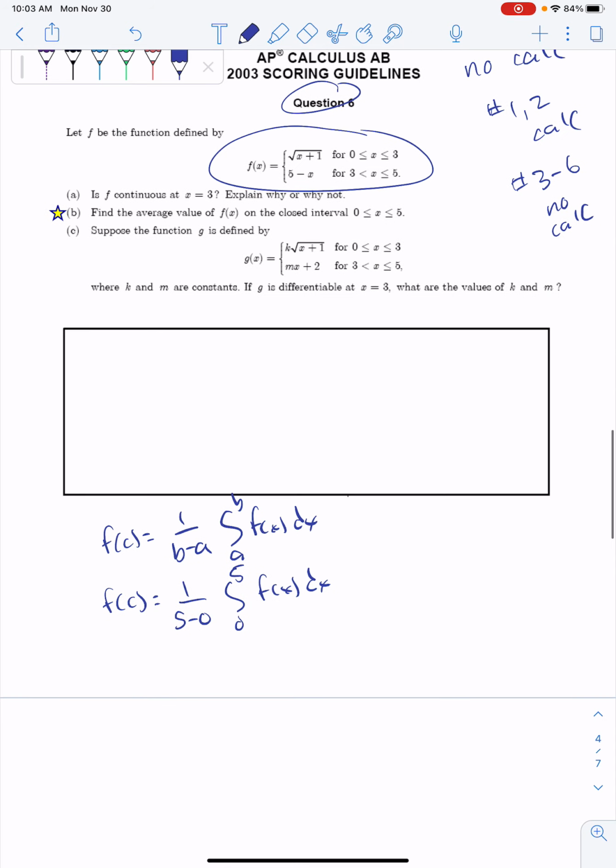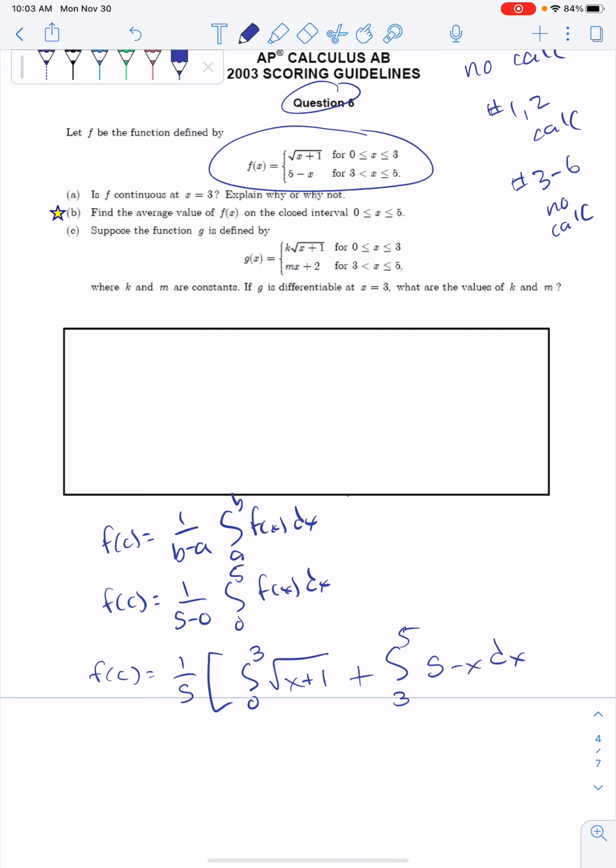So my average value equals 1/5. I'm going to break up this 0 to 5 because when I go from 0 to 3, my function is square root of x plus 1. And we're going to use x. I know they're not using x, but we're going to use x because why wouldn't we? Or maybe that isn't x and it's just printed really funny. I can't tell. But I can just add that to the integral from 3 to 5, but I have to use the 5 minus x dx. We should probably put the dx's there so we don't get into trouble.